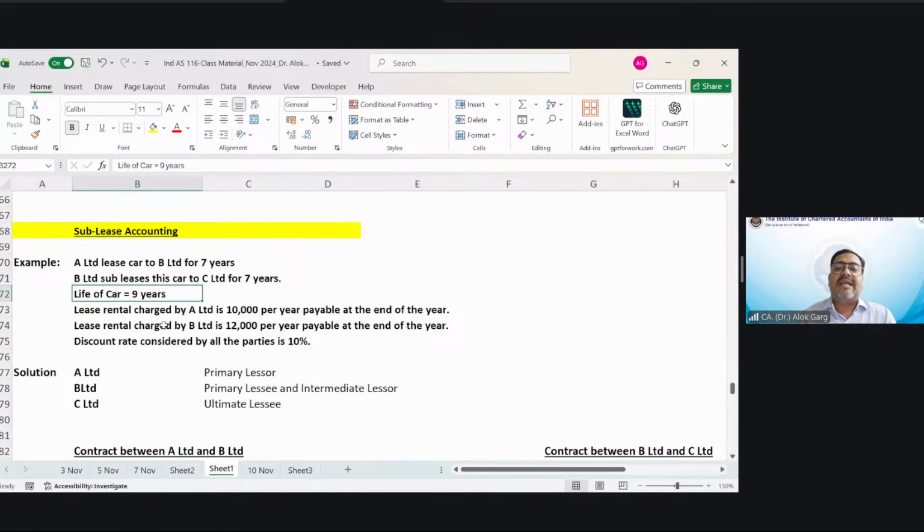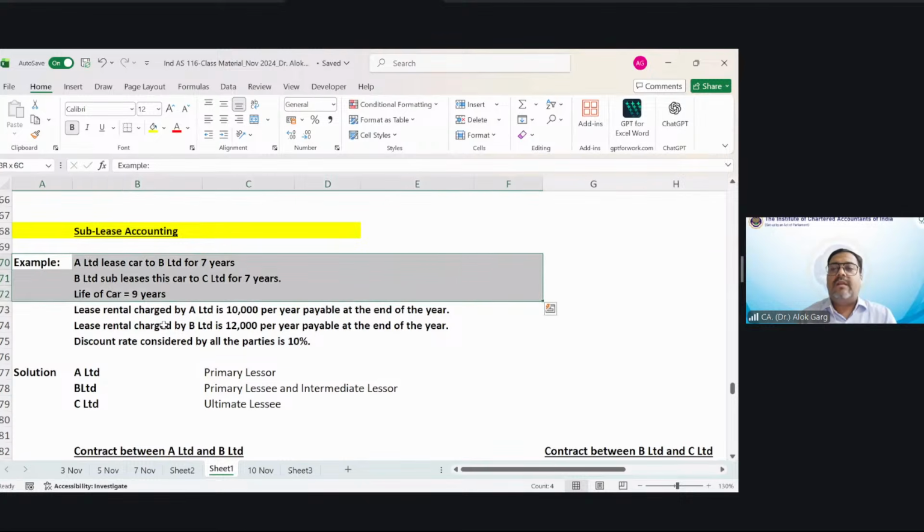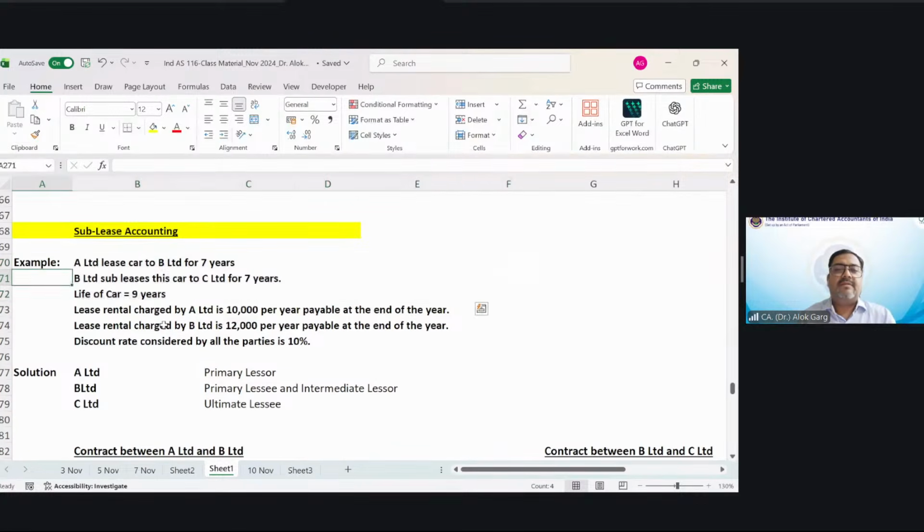Life of the car is 9 years. Lease rental charged by A Limited is 10,000 per year, payable at the end of the year. Lease rental charged by B Limited is 12,000 per annum, payable at the end of the year. So A is charging 10,000 rupees from B and B is charging 12,000 rupees from C. Discount rate considered by all the parties is 10%.